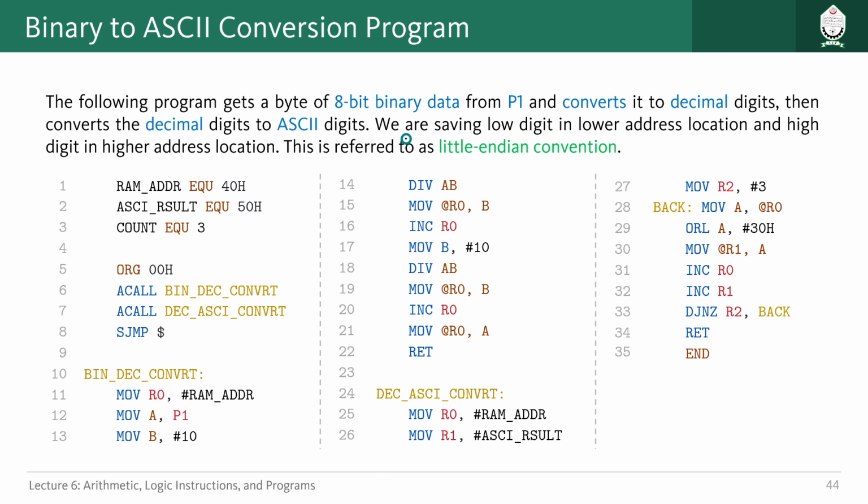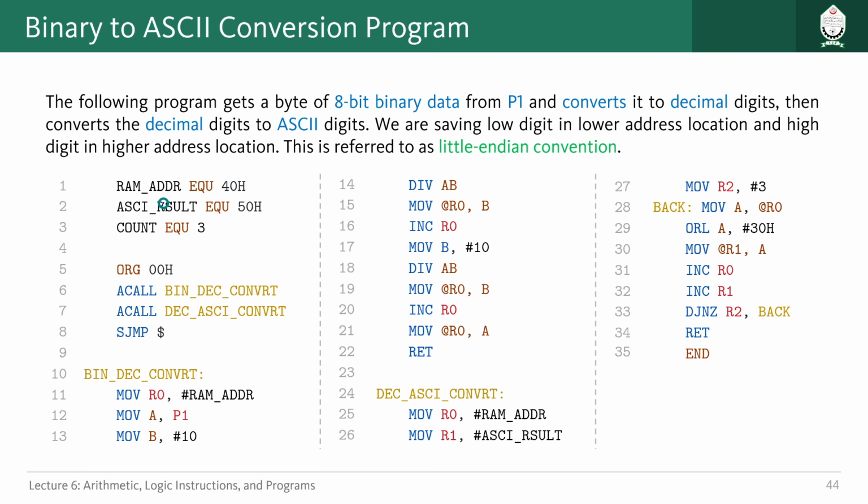And also they are saying we are saving the low digit in the lower address location and the high digit in the higher address location. This is referred to as Little Endian convention. So we will see how that happens. We are going to store the lower digit in the lower address, or RAM location basically, and the higher digit will be saved at the higher address location. So we will look at that.